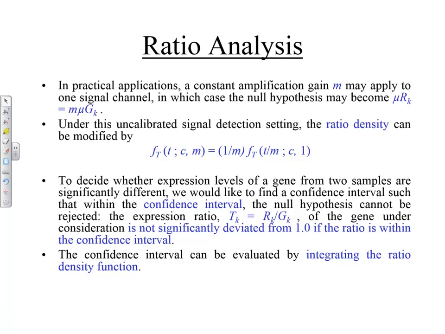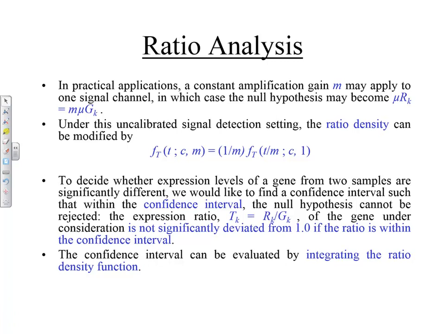Now, to decide whether expression levels of a gene from 2 samples are significantly different, we would like to find a confidence interval, because you cannot just check whether the ratio is 1 or not. It will not be exactly 1. It might be 1.01, 1.05, or 1.09, and you would have to have an interval around it so that you can say it is significantly different from 1.